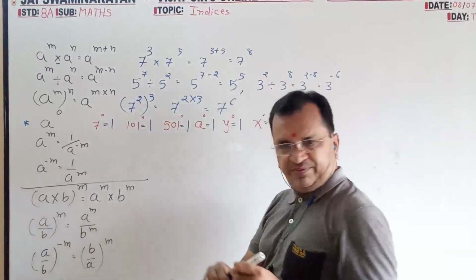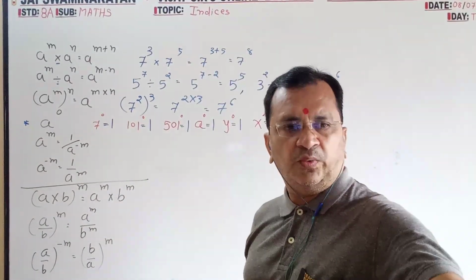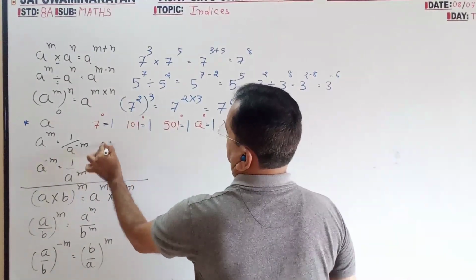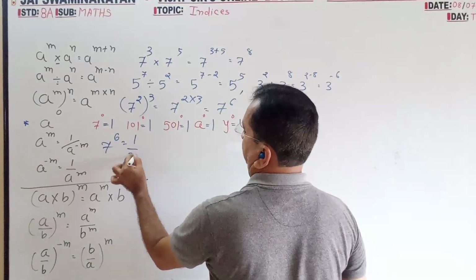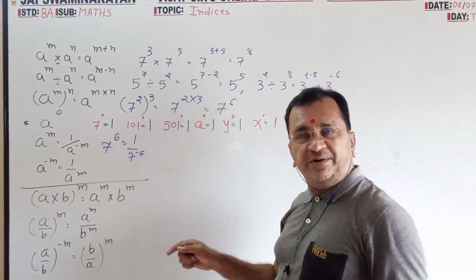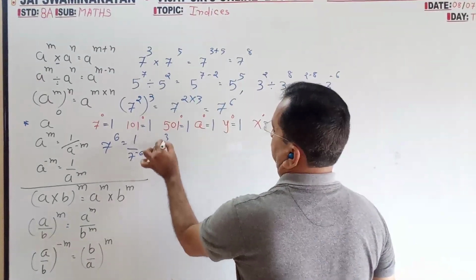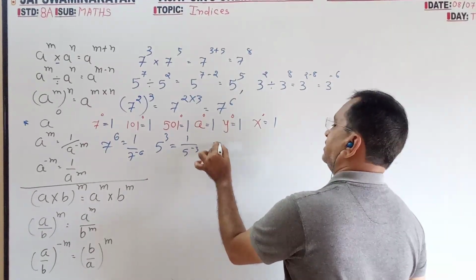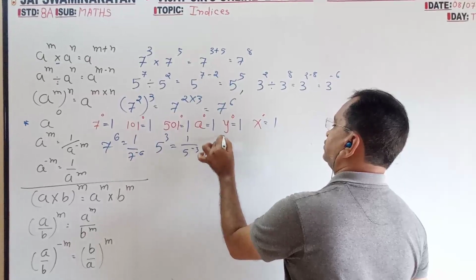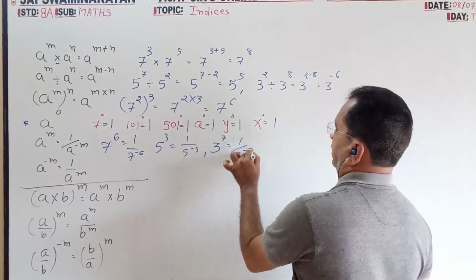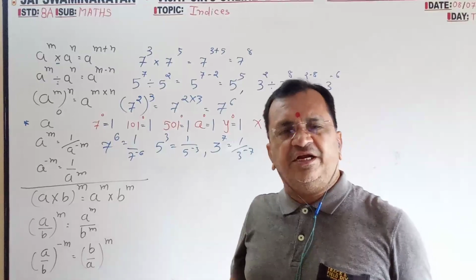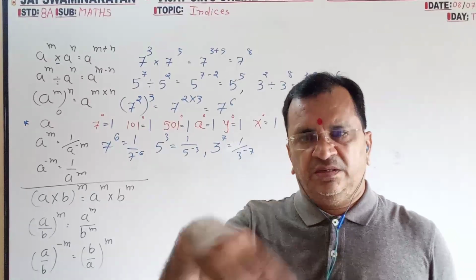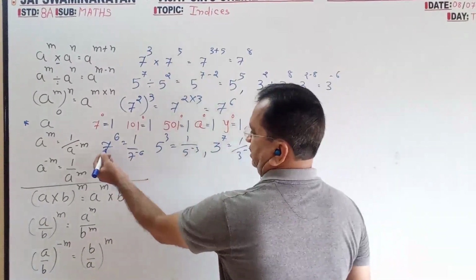So for example, this: a raised to numbers, 7 raised to 6, you can write 1 by 7 raised to minus 6. Numerator to denominator, sign change. 5 raised to 3, 1 by 5 raised to minus 3. 3 raised to 7, 1 by 3 raised to minus 7. When numerator goes to denominator, or denominator to numerator, the sign will change. Again, this is from positive to negative.